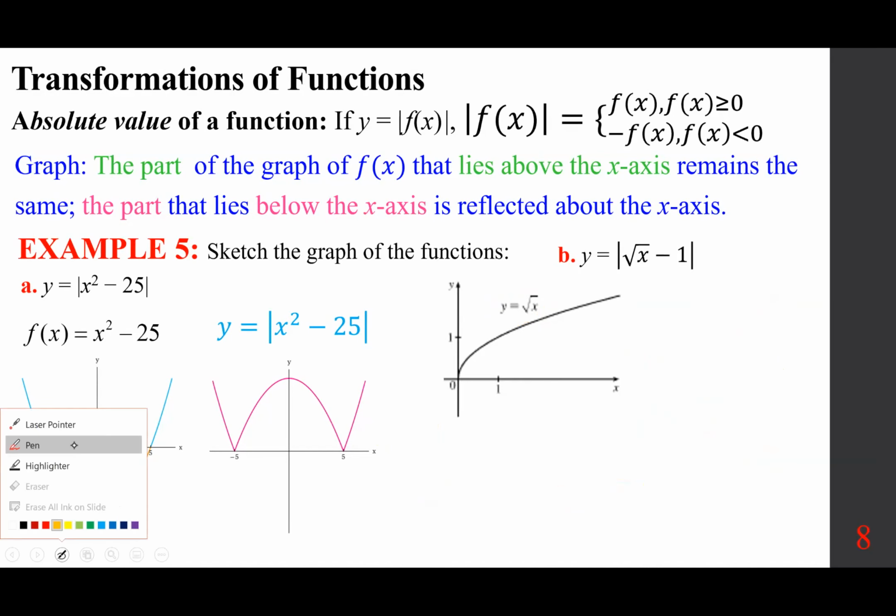So let's continue. The very first step is to graph the basic function y equals square root of x, and we're supposed to know that. Now it's minus 1. That means move this down by 1 unit. So the same function goes down by 1 unit.